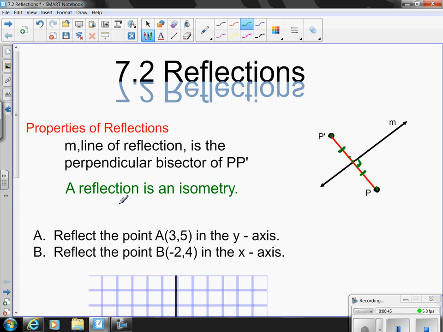A reflection is an isometry. Remember, in an isometry, length is preserved. So if you had a square with side lengths of 3, when you do the reflection, it's still going to have a side length of 3.